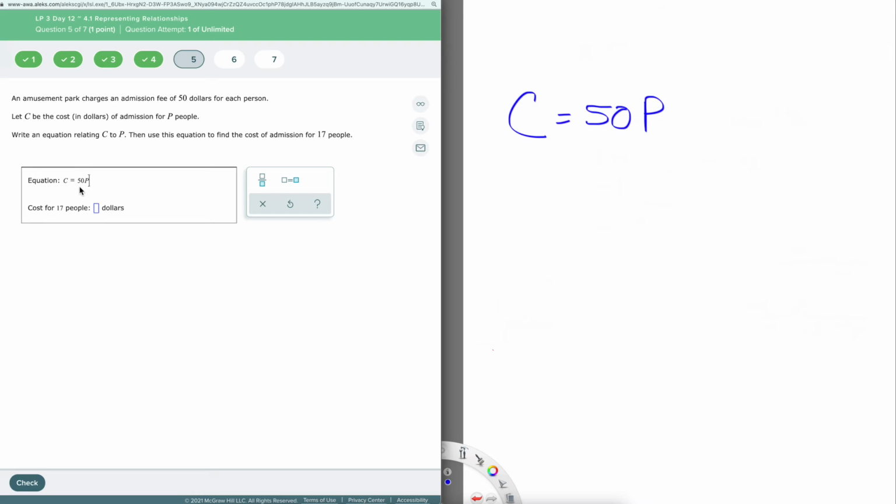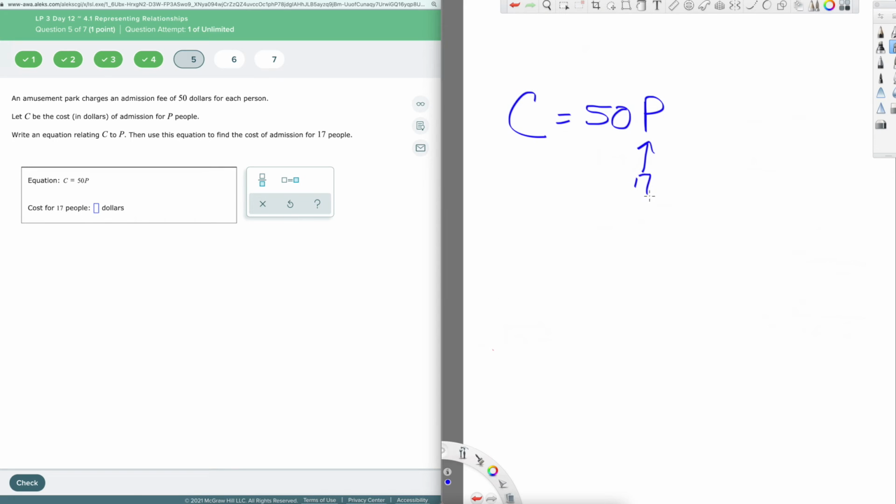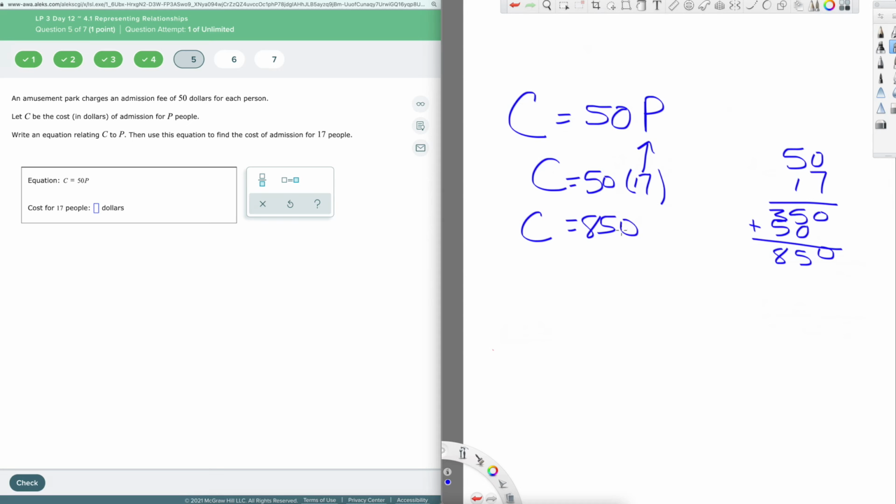So there's my equation. Now I can calculate the second part, which says cost for 17 people. So I know there's 17 people here, and each person costs $50. With this one, it might just be easier to write this off to the side. We have 0 and 35. We have 0 and we have 5. Plus I have 0, 5, and 8. So the cost is going to be $850. And you know, there's other mental math ways to do that too if you didn't want to do the multiplication, but just doing this off to the side works just as well.